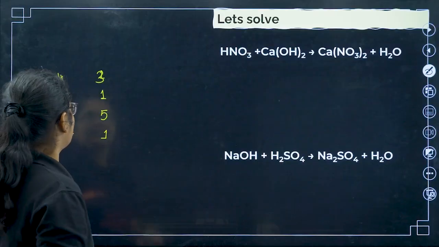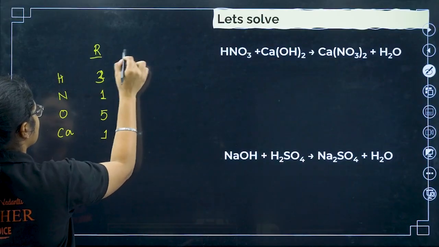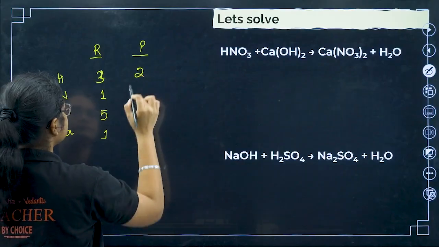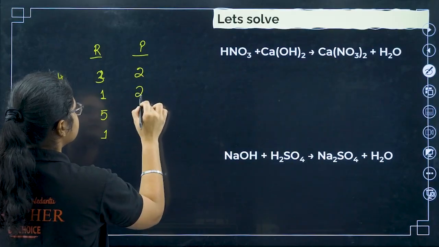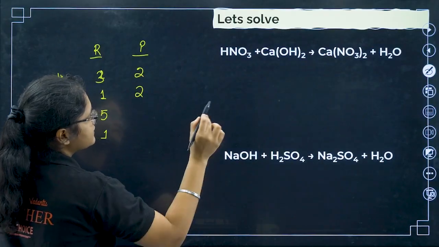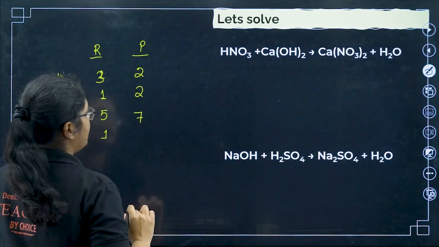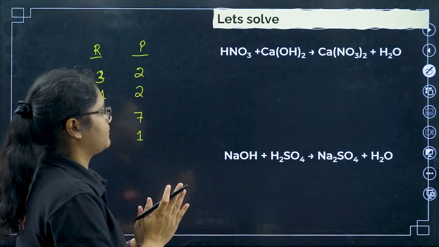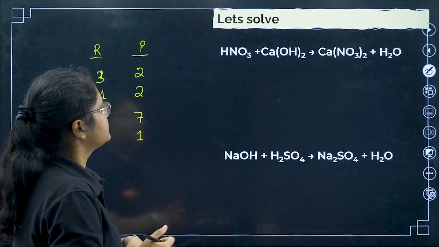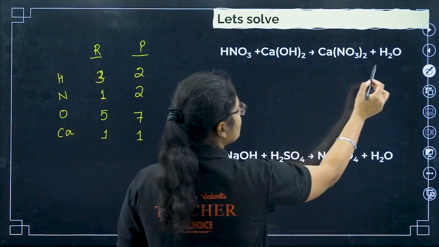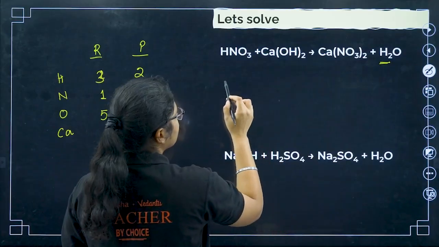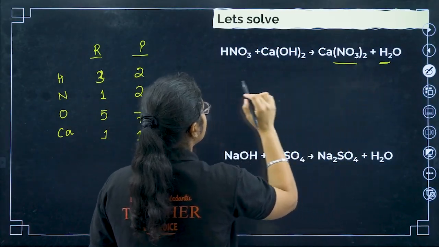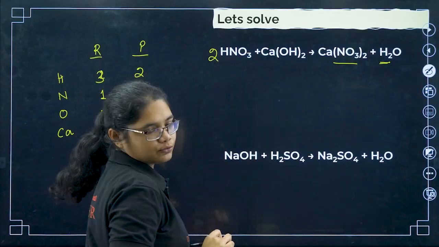Now coming to this side, this is on the reactant side. On the product side, what I have is 2 hydrogens, 2 nitrogens, and then I have 6 plus 1, 7 oxygen, and I have 1 calcium. Now let us try to balance this one. So what I will do is, since I can find NO3 group twice is there, I will first try to make it 2HNO3, okay.